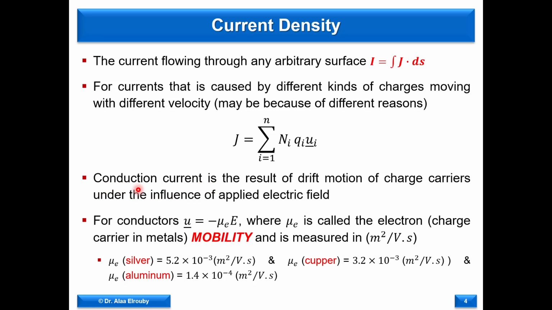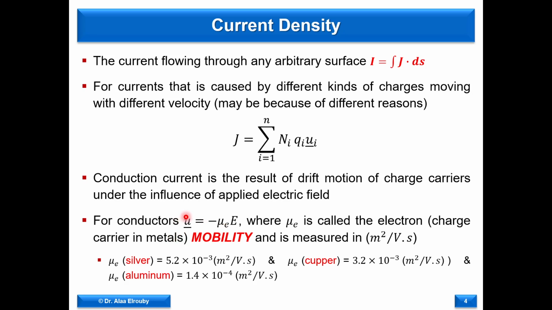In conduction, the conduction current is a result of a drift motion of charge carriers under the influence of an applied electric field. So if we have free carriers and we apply an electric field on those charges, those charges will drift, or move, with a certain velocity. The constant of proportionality here is called the mobility.